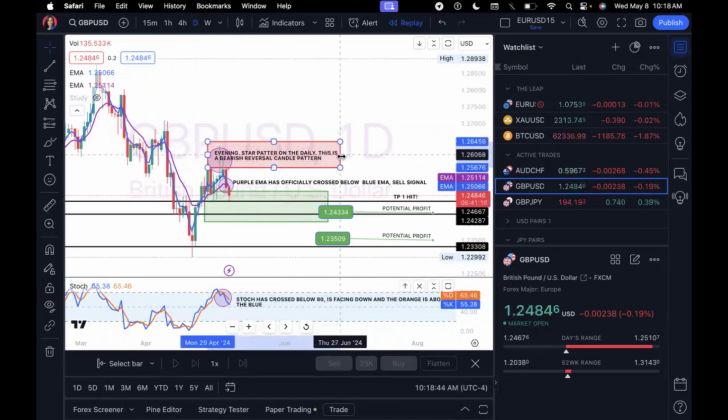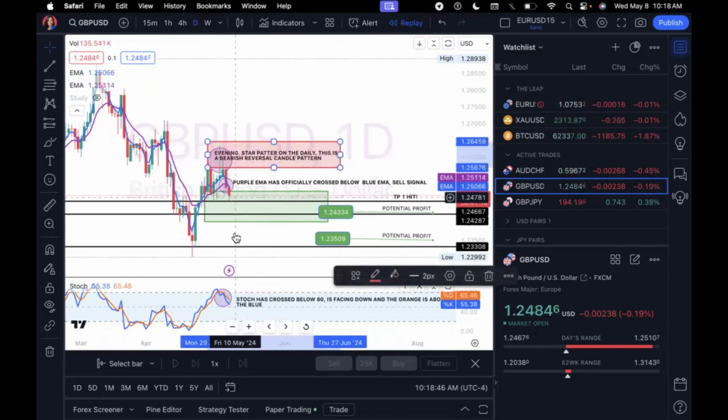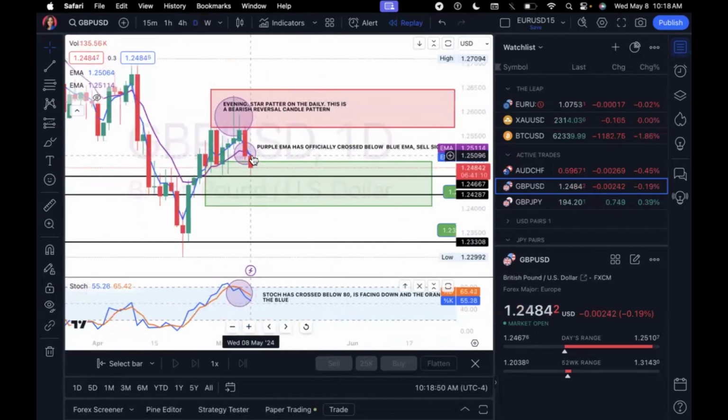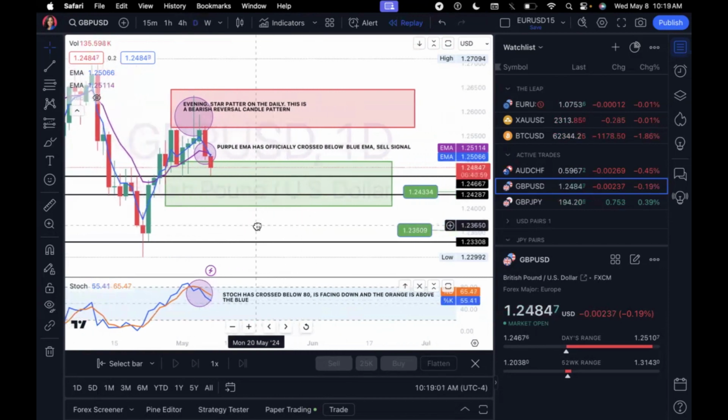We can see that the evening star pattern is still valid. It did confirm the sell. If we zoom in here, we can see that our purple EMA has officially crossed above the blue, giving us another strong sell signal. Our stochastic is still facing down, crossed below 80, and the orange is above the blue. And already, I didn't even have to rewind it because this is the daily chart. The market has hit TP1.